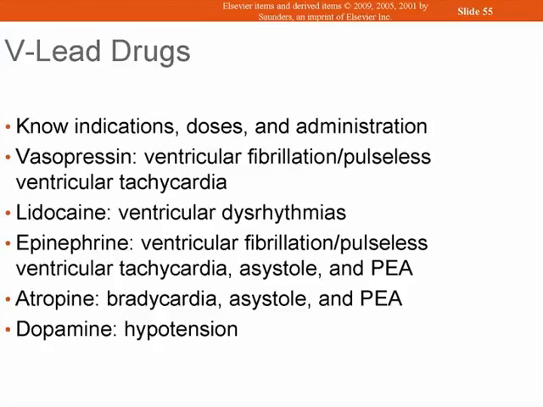Okay, so ventricular lead type medications, ventricular issue drugs. Know the indications, doses, and administration of these medications. Vasopressin, which is used for VFib, pulseless VTAC. Lidocaine is used for any ventricular dysrhythmias. Epinephrine is used for VFib, pulseless VTAC, asystole, and PEA. Atropine is used for bradycardia, asystole, and PEA. Dopamine is used for hypotension for cardiac output.